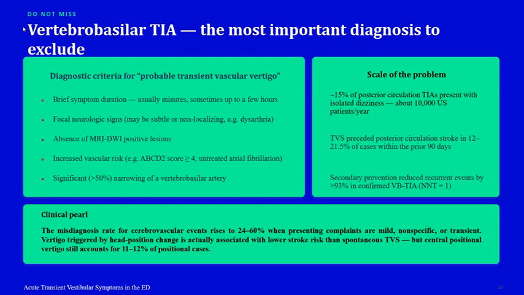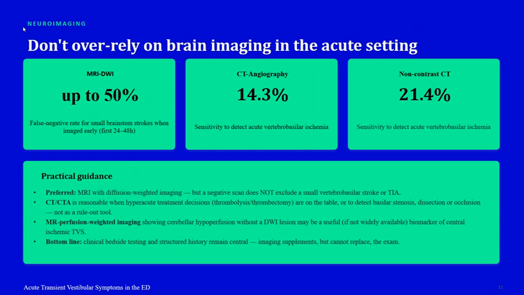The clinical pearl is that the misdiagnosis rate for cerebrovascular events rises to 24 to 60% when presenting complaints are mild, non-specific or transient. Vertigo triggered by head position changes is actually associated with lower risk than spontaneous transient vestibular symptoms, but central positional vertigo still accounts for 11 to 12% of the positional cases. So don't over-rely on brain imaging in the acute setting. This is a very important takeaway from this talk.